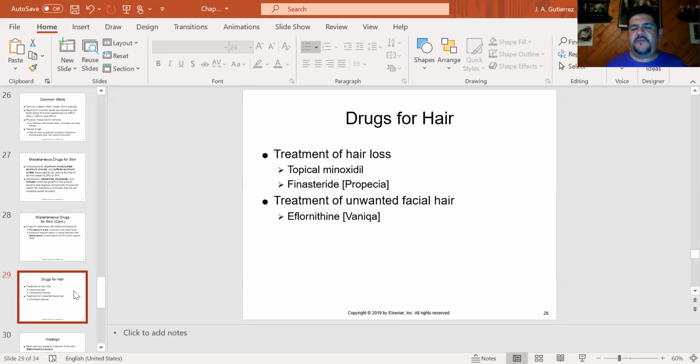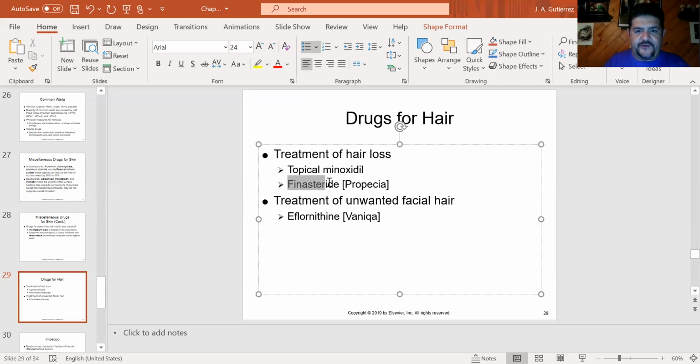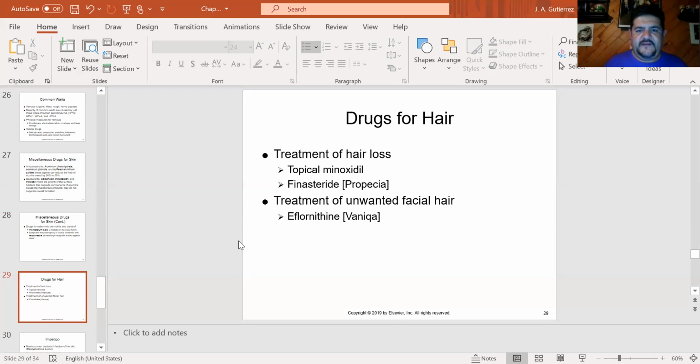Now, drugs for hair loss, the one that we have to emphasize is finasteride, Propecia. And we have to emphasize this one because the tablet, even though it's in tablet form, when you grab it, the skin can absorb it very quickly. So finasteride is not allowed to be touched by female nurses that are pregnant.